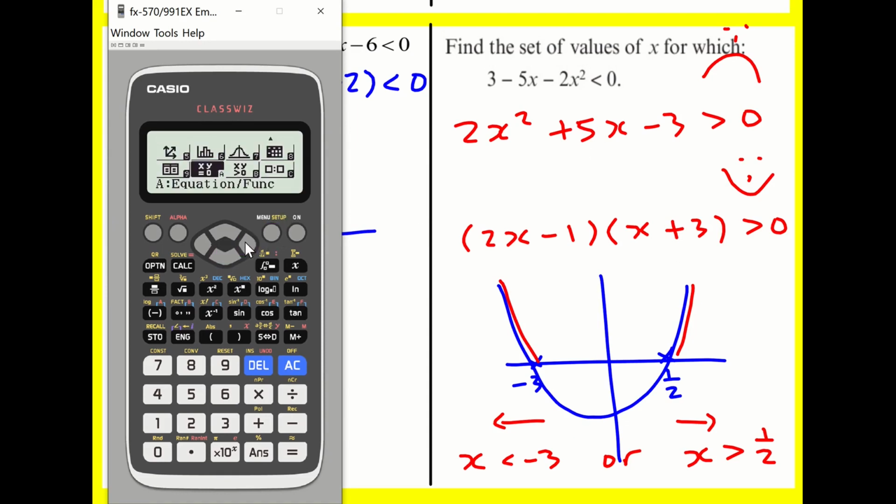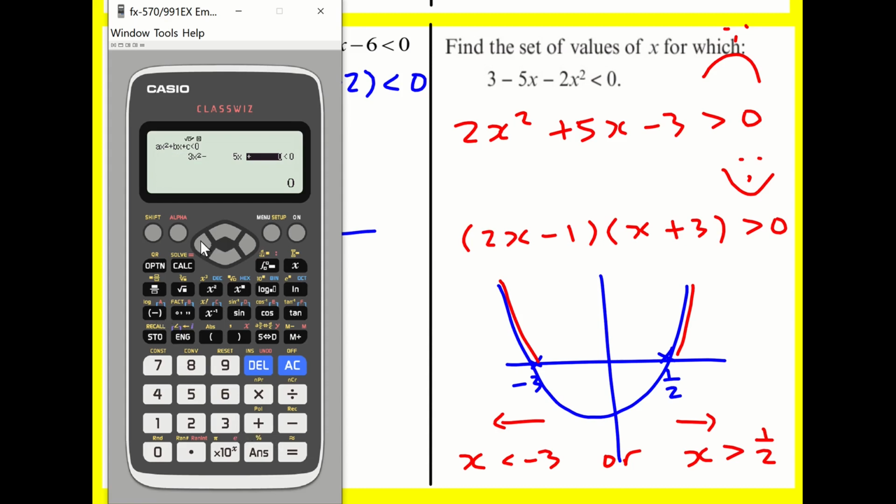If you go back to here, we've used equations and functions before, but there's this inequality one as well. You can actually solve quadratic inequalities. And then you can type it in. So this one is a less than 0, 1. And then put it in. 3, minus 5.